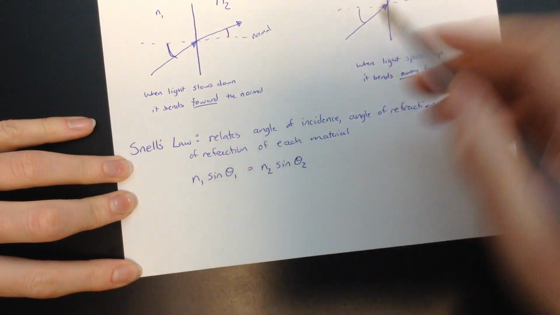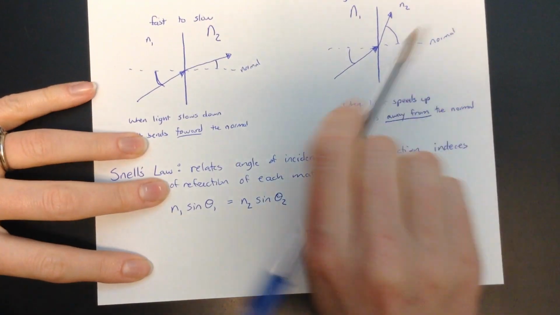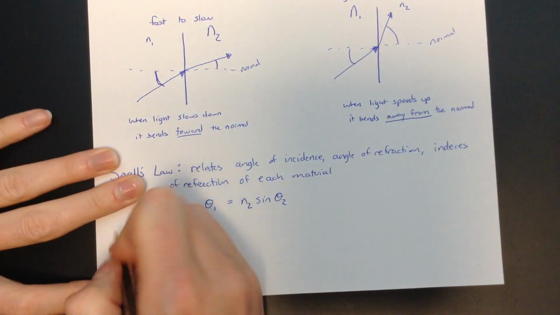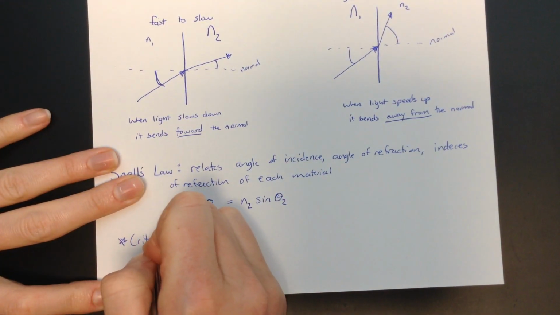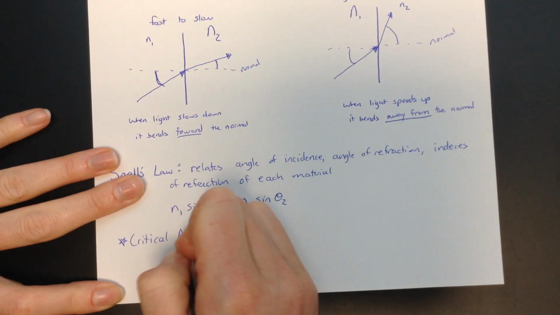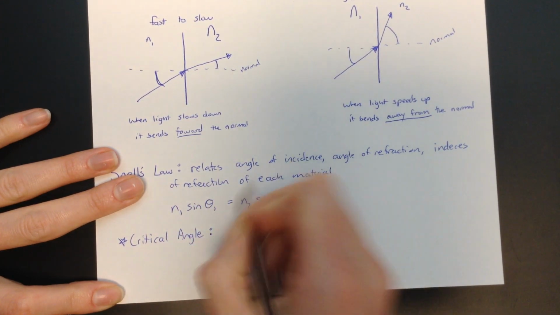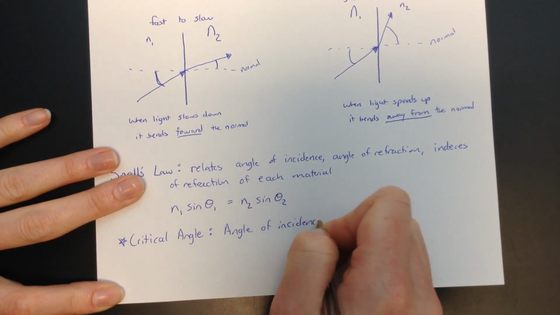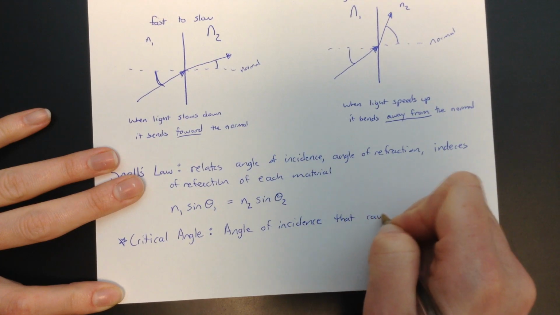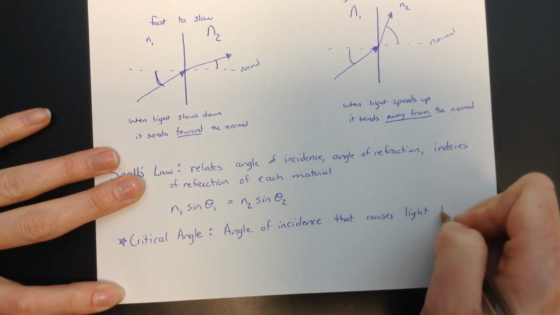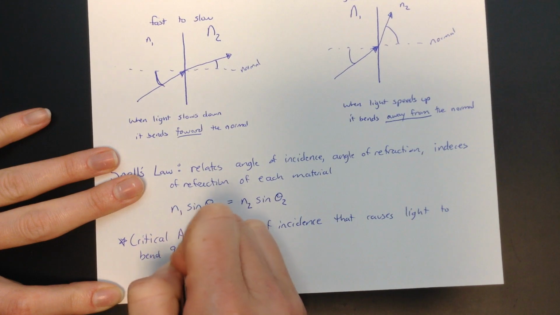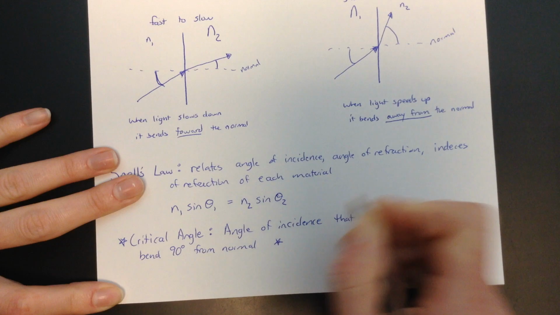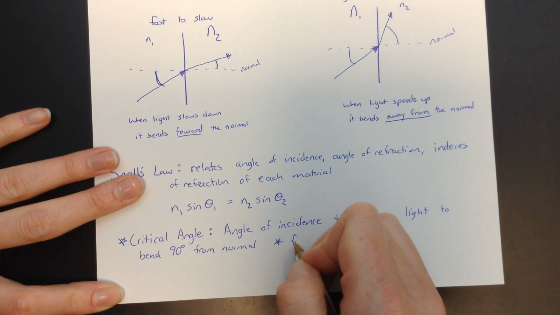With these sines of the angles and looking at these pictures up here, you can tell that if I move this out more, that's going to get bent further, and the furthest that it can bend is going to be that 90-degree angle. So we call something the critical angle. The critical angle is the angle of incidence that causes light to bend 90 degrees from normal. A note here: this is always when we're going from slow to fast.